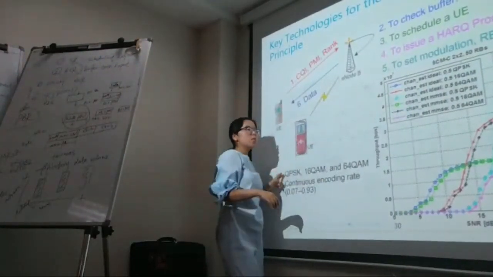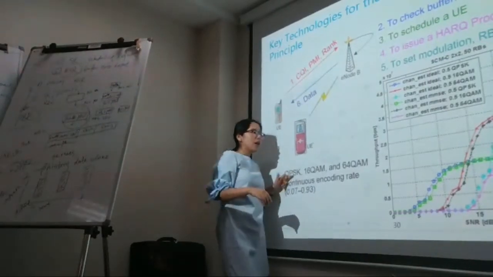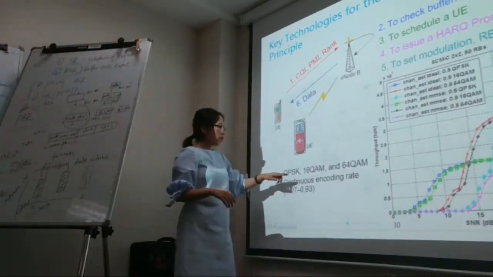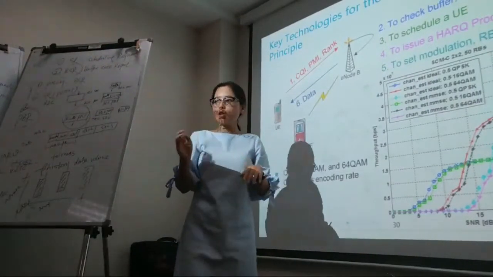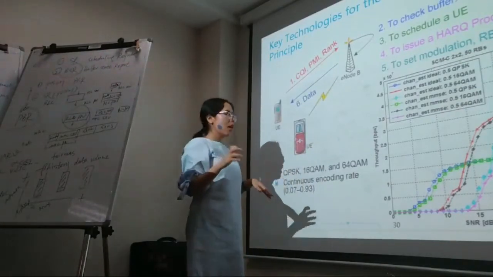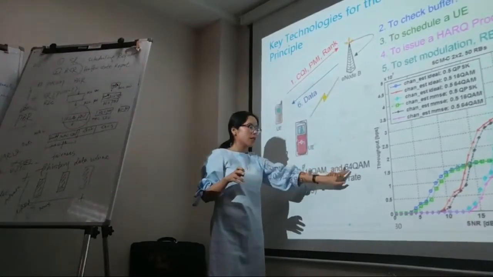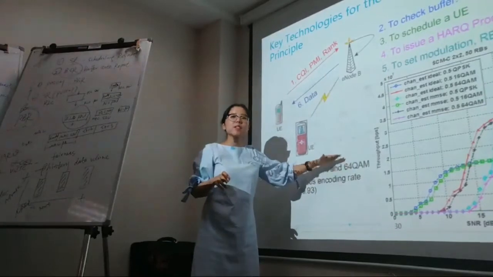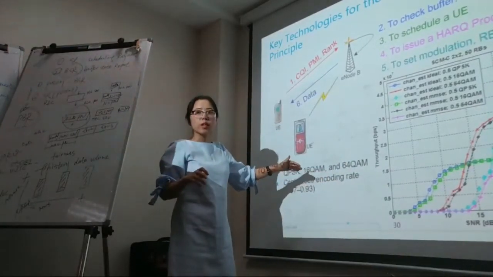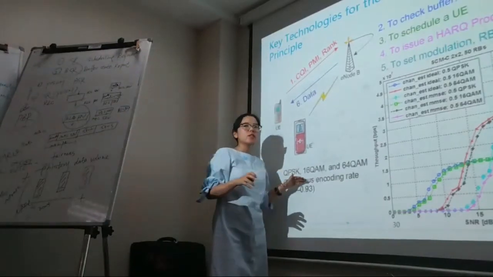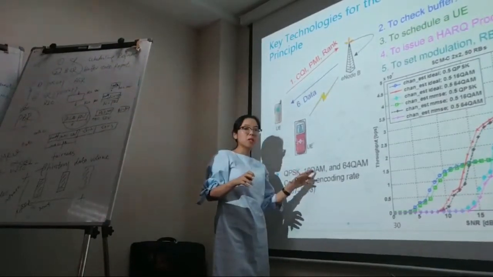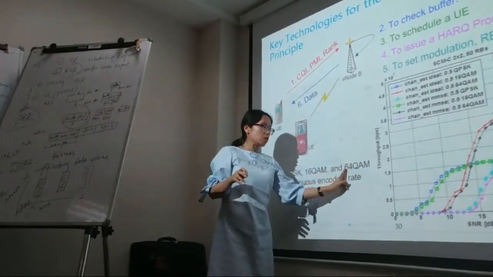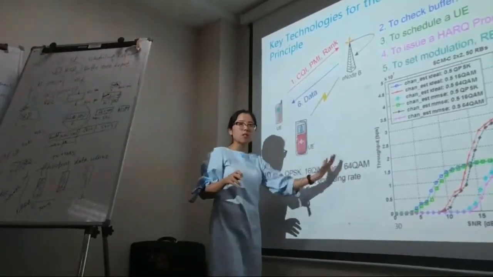So for the AMC, for the uplink and the downlink, the modulation levels are different. For the downlink, the NodeB can realize QPSK, 16 QAM and 64 QAM. But for the uplink, it is based on the UE category, the UE capability. So usually the UE can only perform 16 QAM. Only Cat 5 and Cat 8 can use 64 QAM. So it is based on the UE capability.